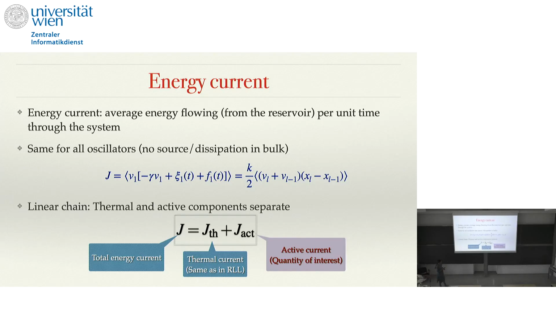And once we do this computation, it becomes clear that this current actually has two clear different components. One is the thermal component, which is exactly the same as the RLL case. So it's just proportional to T1 minus Tn. And then there is an active component, which comes from the active forces. Because the thermal part is exactly the same, I will not bother about it from now on. We'll just assume that T1 is equal to Tn, the temperature is the same. So this current is exactly 0. So we'll just focus on this quantity.